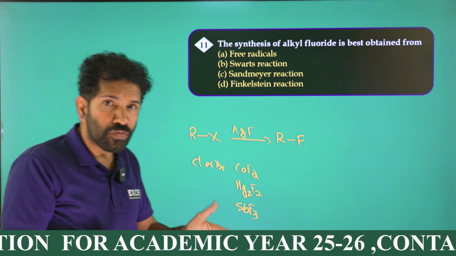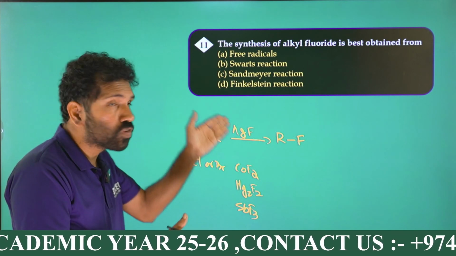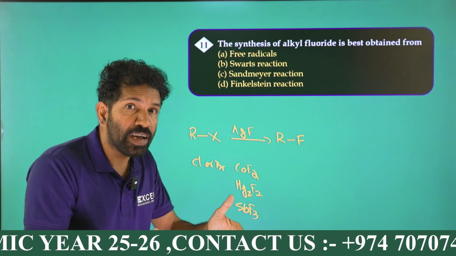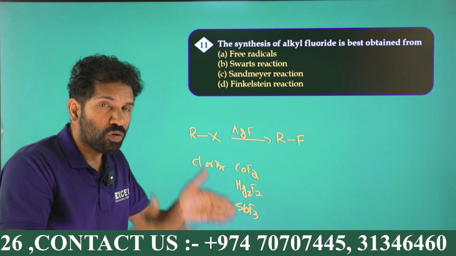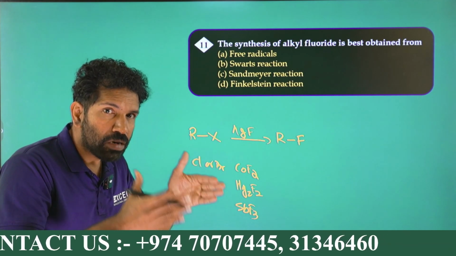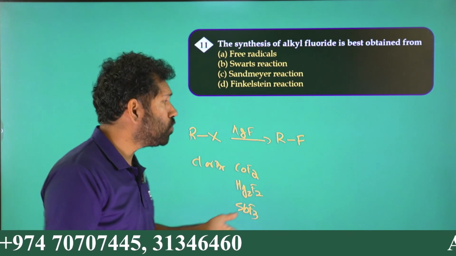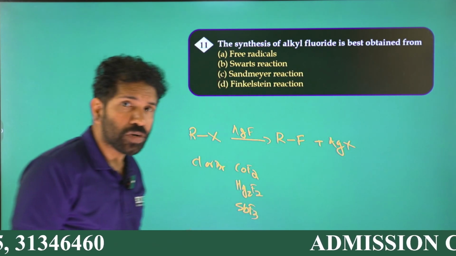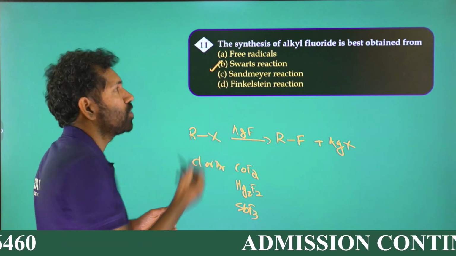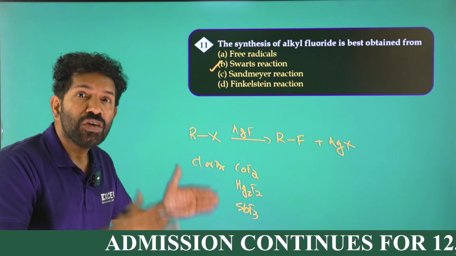This is an example of a nucleophilic substitution reaction. So this cannot be used for preparation of aryl halide. This is used for preparation of alkyl fluoride. So alkyl fluorides can be prepared by using the Swarts reaction. Here the byproduct will be AgX. Go through it. Okay, so the Swarts reaction is the answer for it. So preparation of alkyl fluoride is done by the Swarts reaction.